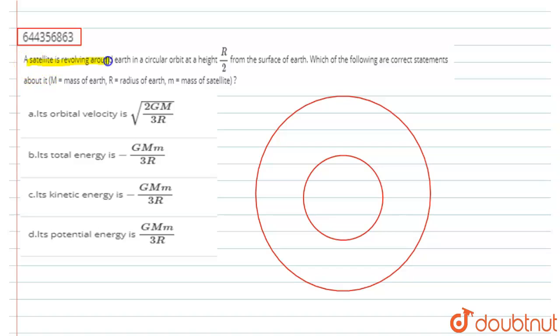Hi, the question: A satellite is revolving around the Earth in a circular orbit at the height of r/2 from the surface of the Earth. Which of the following are the correct statements about it? M is equal to the mass of the Earth, r is the radius of the Earth, small m is the mass of the satellite.